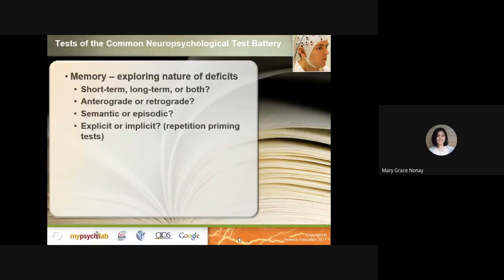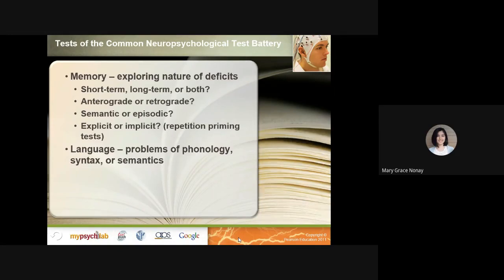Okay? And of course, memory, we know that. We want to know whether it is short term, long term, or both. During an accident or a brain trauma, what happened, is it anterograde or retrograde amnesia? For example, semantic or episodic, explicit or implicit. Those are the facts, or the memories that have emotional content underlying them and are still there, or procedural, okay, those things.